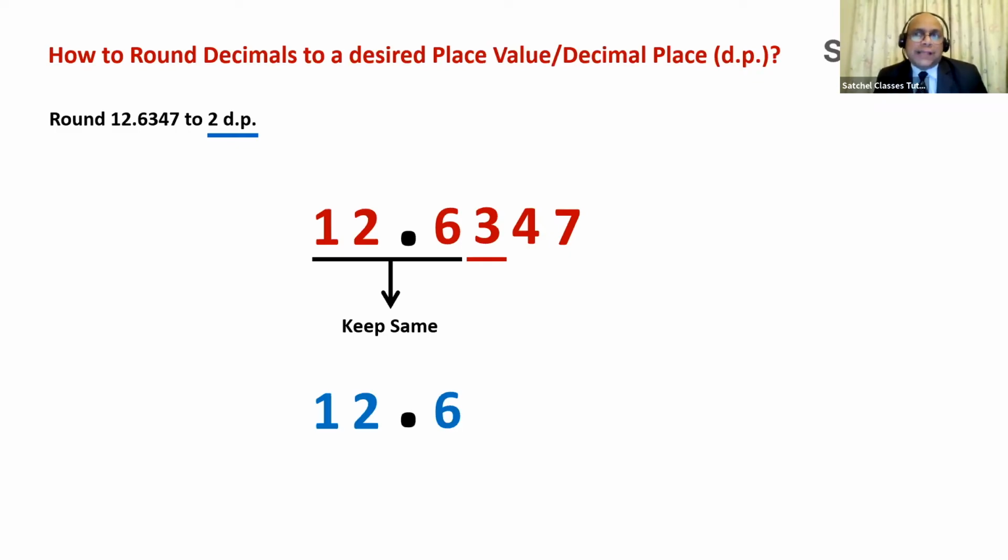So this is the same rule as before. Now, the tweak in the rule is for the digits following the underlined digit. Which are the digits following 3? 4 and 7. In the case of decimal rounding, you just ignore these digits. You don't replace them with 0. You just ignore them. You don't write these digits at all in the final answer.